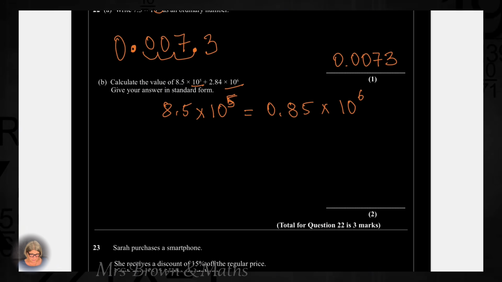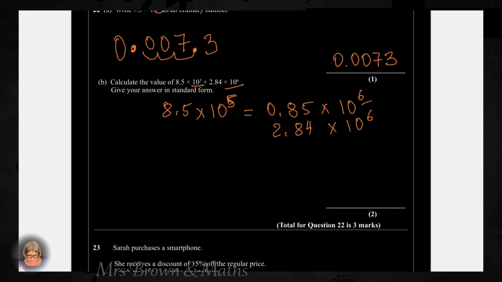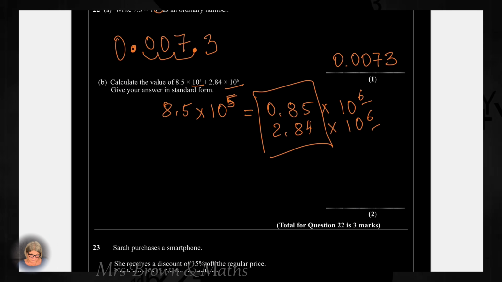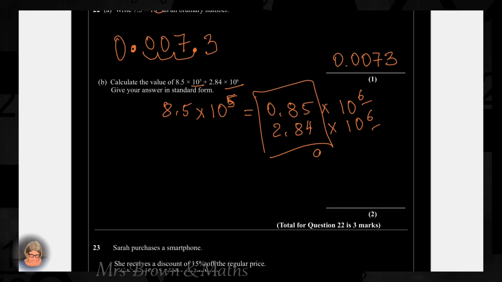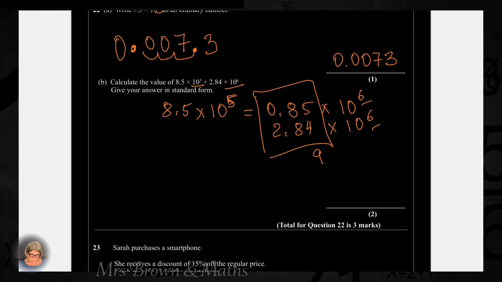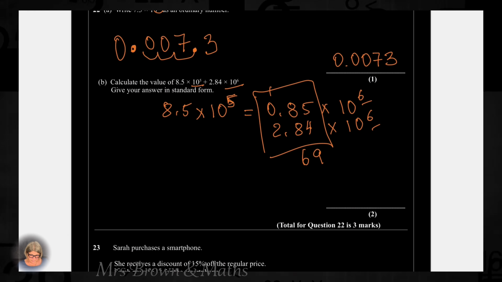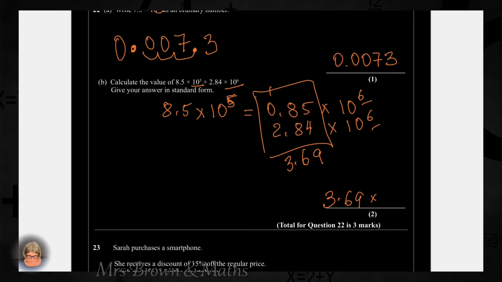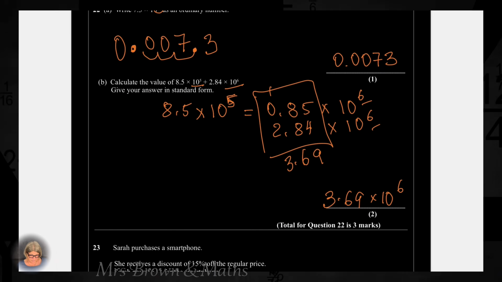And now I will add 2.84 times 10 to the power of 6. As soon as you have the same powers, you can add these two numbers. So 5 plus 4 is 9, 8 plus 8 is 6, 1 goes here, 3.69 times 10 to the power of 6. Done. 2 marks are yours.